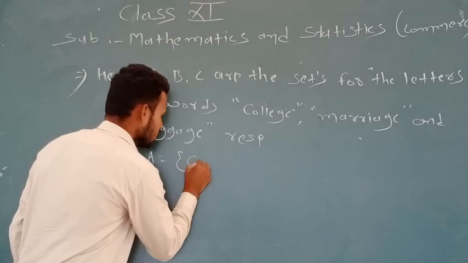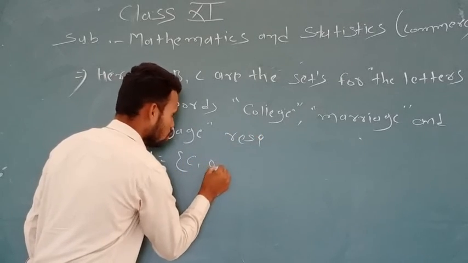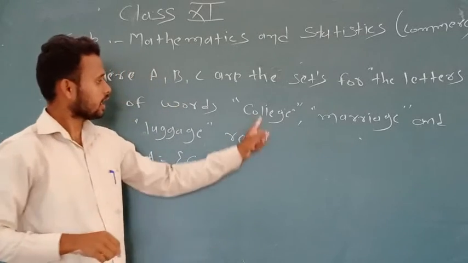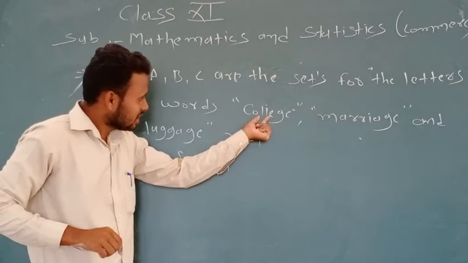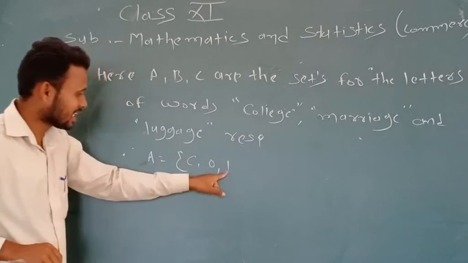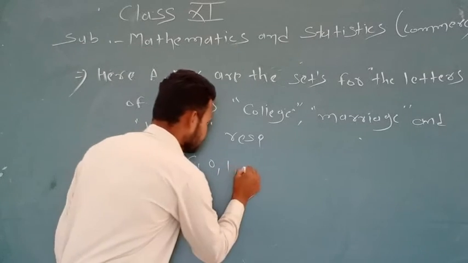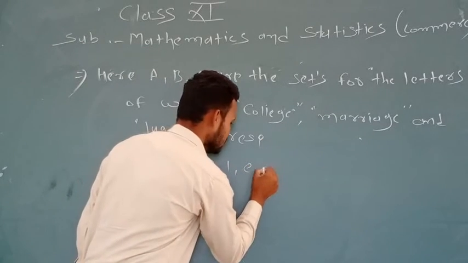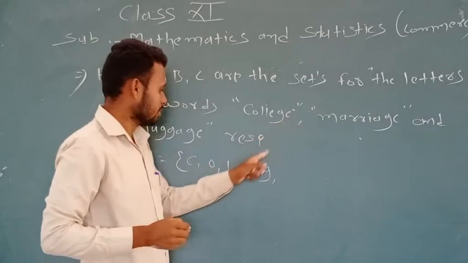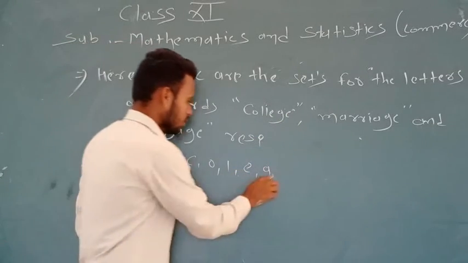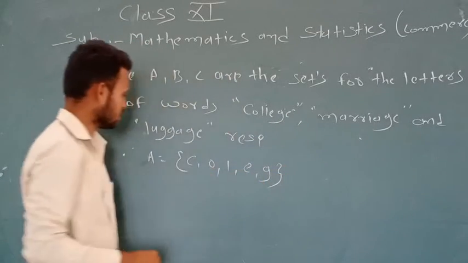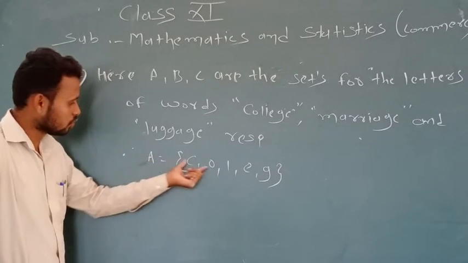First what? C, the next letter O, the next L. Well, L here is repeated two times. We can take here only once. The next one E, and the next G, and last this E. But already we have taken E here. Therefore, we can write it once. Therefore, we get a set A equal to this.